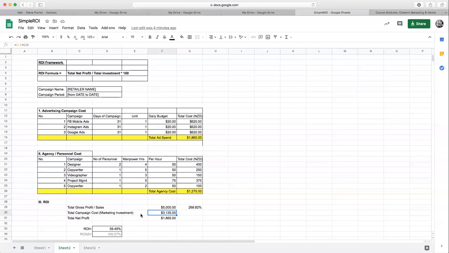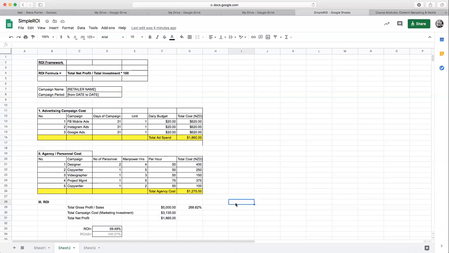So the net profit is $5,000, which is my gross profit. This is how much I made, minus my advertising campaign cost and my personnel cost, gave me a total net profit of $1,865. So once you run it through the calculator, the total net profit of $1,865 divided by the total investment of $3,135 gives you your ROI.